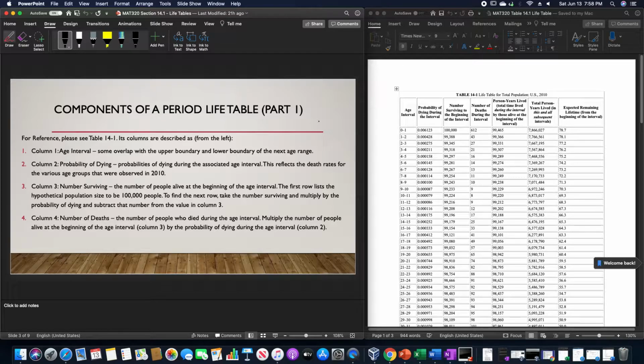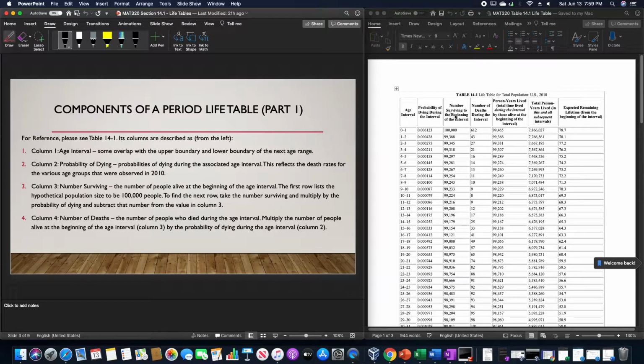The components of a period life table, such as the one I have open over here on the right: the first column is the age interval, with some overlap between the upper boundary and the lower boundary of the next age range, meaning this is 0 to 1 and the next is 1 to 2. The second column is the probability of dying during that interval. That's the probability of dying during the associated age interval. This reflects the death rates for the various age groups that were observed in 2010.